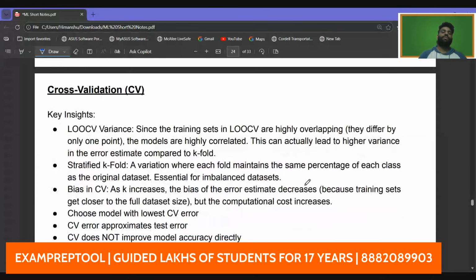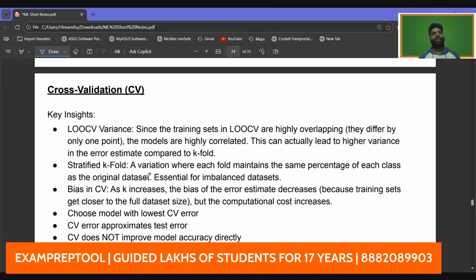There is one more, which is stratified k fold. What is that? We want to create these folds, but there may be class imbalance. For example, in my entire data set, I have 80% positive class and 20% negative class. While creating the folds, I might get all the 20% in just one fold, and the rest in the other. That would be a problematic situation.